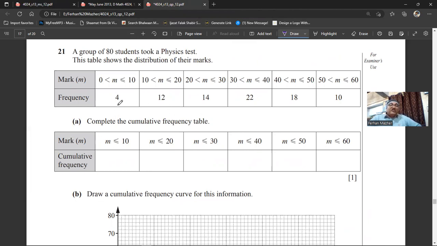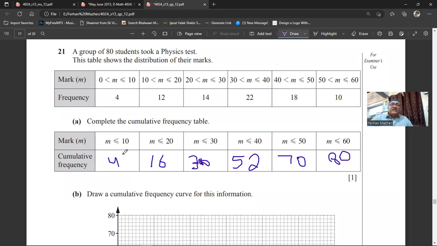How do you do the cumulative frequency? You add up these frequencies. The less than 10, how many? 4. So you will write here 4, then 4 plus 12, that will be 16, and 16 plus 14, that will be 30. And then 30, oh, it's difficult to write with the mouse. Okay, 30 plus 22, it will be 52, and 52 plus 18, that will be 70, and 70 plus 10, that will be 80. So now we have to plot.